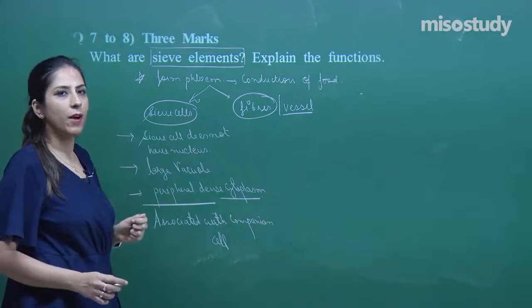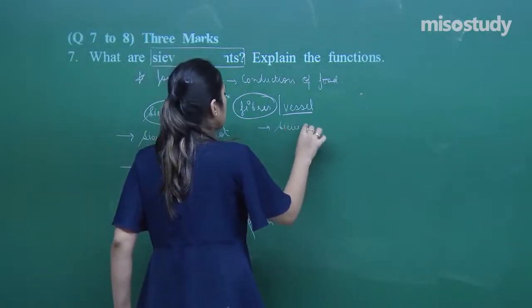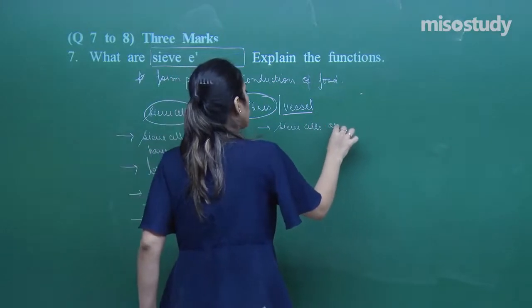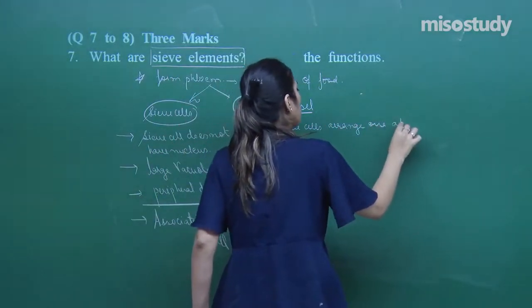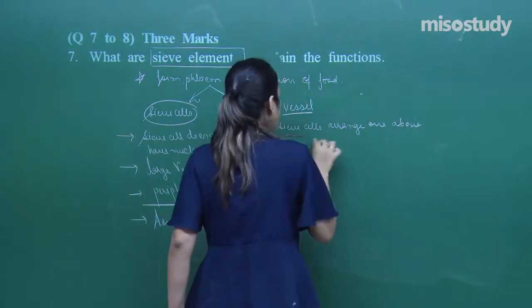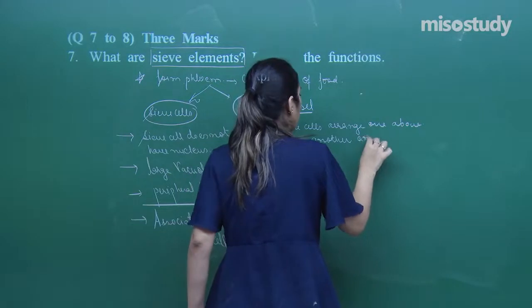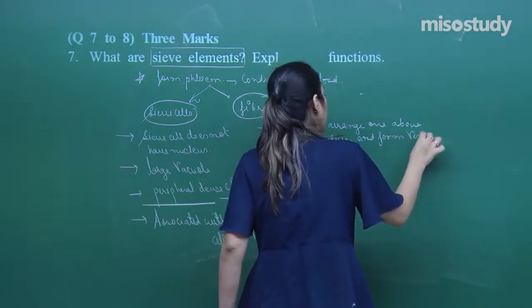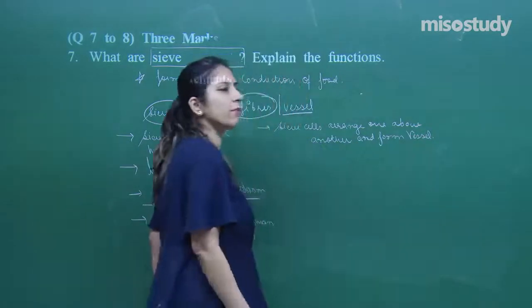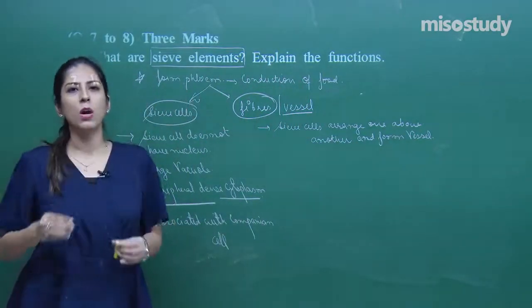Whereas to talk about the fibers and the vessels, sieve cells arrange one above another and form a vessel. What is the function of the vessel? That is the conduction of food from one place to another.